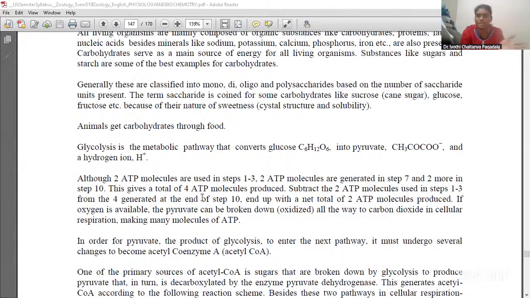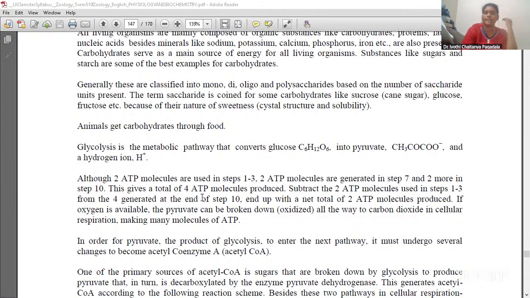Even yesterday I gave one example that these days people stopped eating rice because they are getting more carbohydrates after eating the rice. So people have turned their views to use the millets. So like that, the carbohydrates play the major role for producing the sugar in the animals.